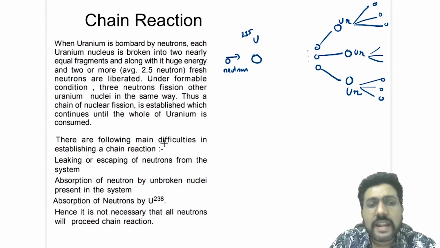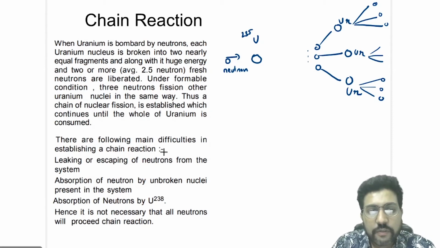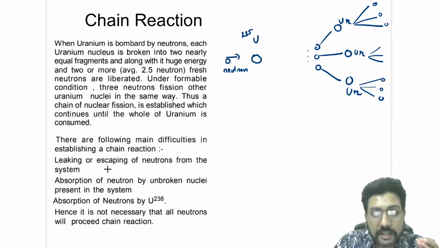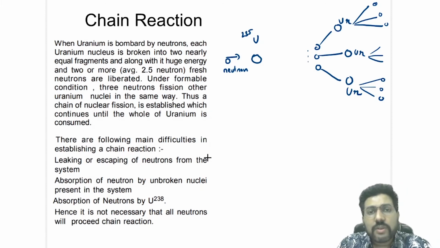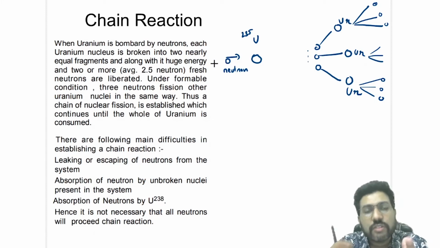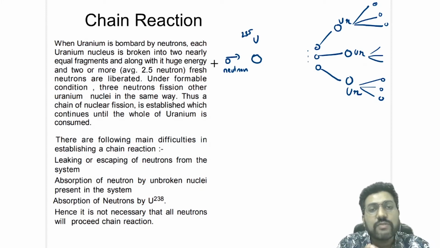There are the following main difficulties in establishing a chain reaction. First, the first major difficulty is leaking or escaping of neutrons from the system. You know that these neutrons have very high kinetic energy, so they might escape or leak from the system. The second one is absorption of neutrons by unbroken nuclei present in the system. It might be possible that even if the neutron strikes the uranium, it might not convert to uranium-236. You know that it has to first convert to uranium-236 to split. Then there is absorption of neutrons by uranium-238.